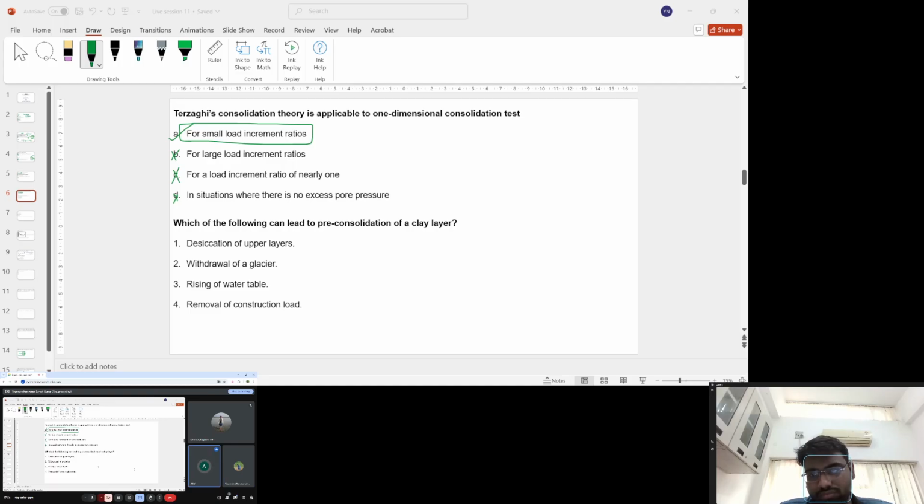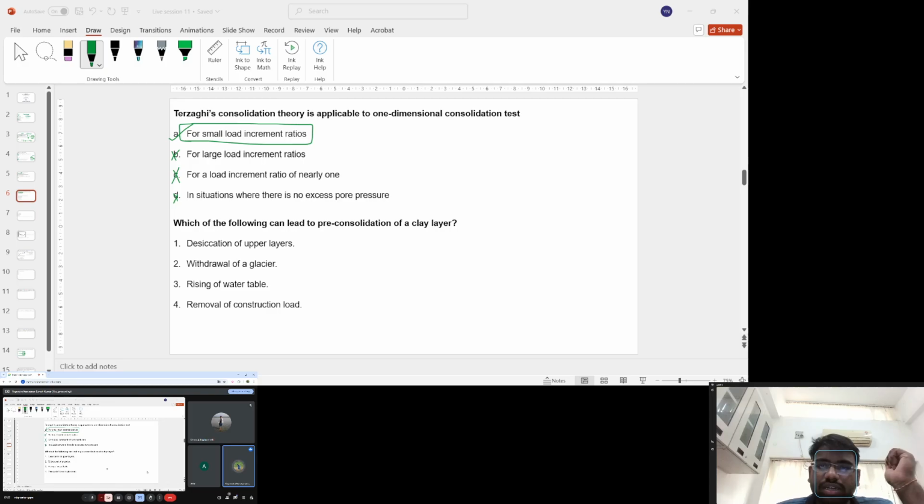Second and fourth, no, sir. Why? Sir, my guess is option second. In withdrawal of a glacier, is it accumulation or withdrawal, sir? Which is correct? There are chances of water to find a way to come out from the clay. Otherwise, all other options do not seem right.